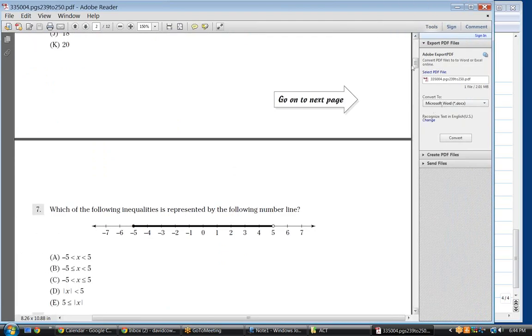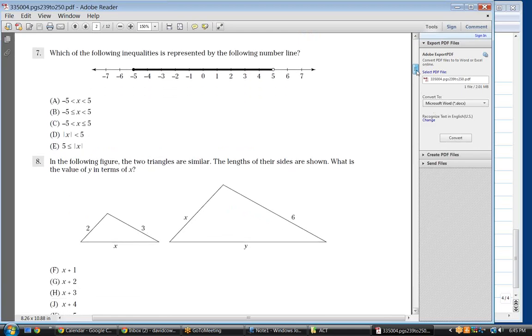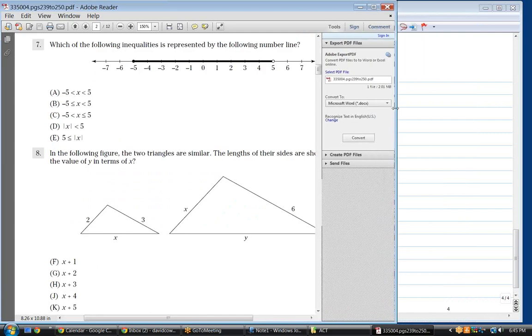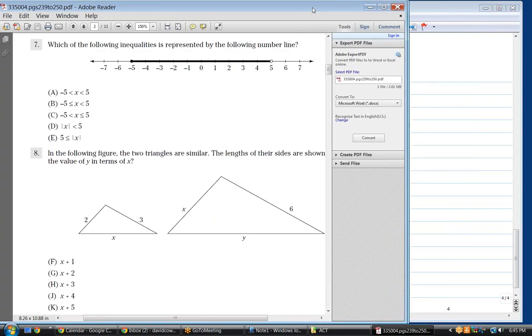Okay. Good to remember. Yeah. I'm trying to think about if I remember to do that on the last PSAT I took, and I hope I did.